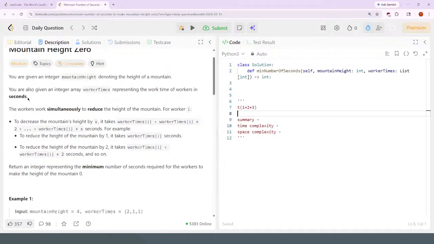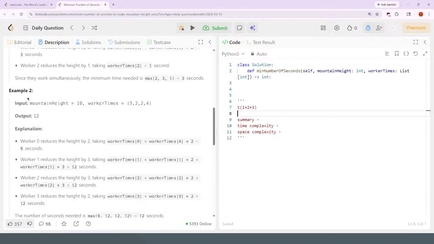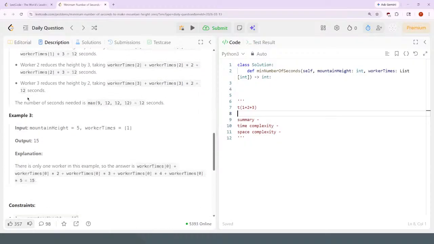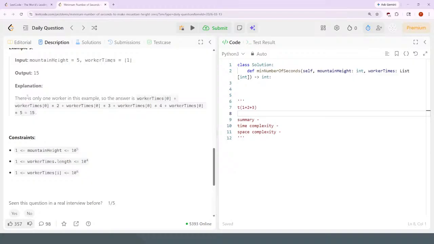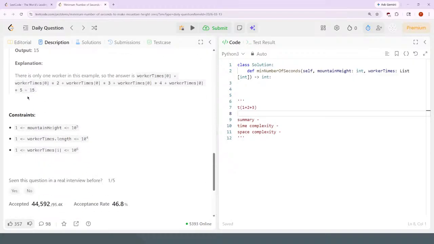So what's the best way of doing this? I think I can do a binary search, maybe. I guess the minimum number of seconds, and I see if it's possible to be done within that time frame. Yeah, I think binary search is probably the way here.